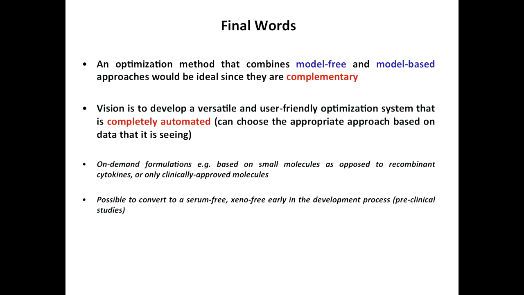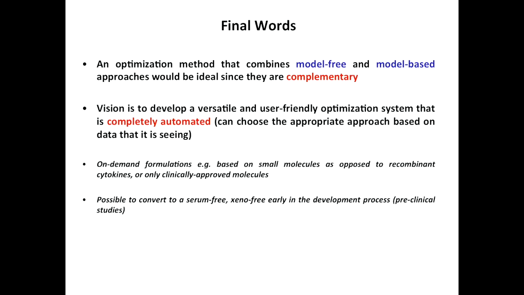My final words: I think ideally an optimization method should combine model-free and model-based approaches because they are really complementary. The vision is to develop a versatile system that can decide which method is most appropriate based on the data that it's seen, and it can switch from one approach to the other. And this system could be completely autonomous.